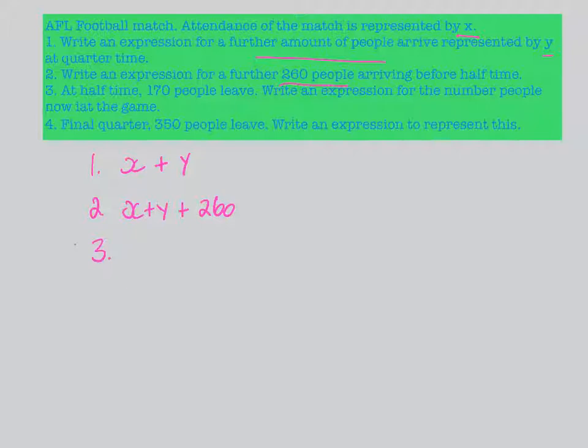Now number 3 is at half time, 170 people leave. It wants us to write an expression of the number of people now at the game. So we have X plus Y plus 260 take 170. Now remember, if we wanted to simplify this at this stage, it would then be X plus Y plus 90, because if we have 260 take 170, we would get 90.